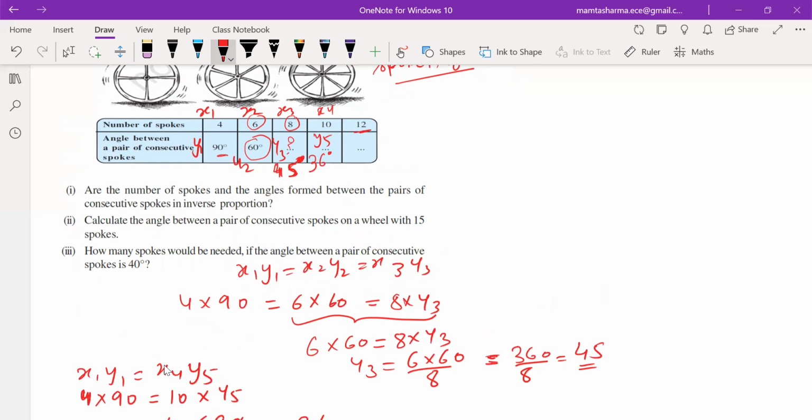When spokes are 12, the angle would be, Shubhra? Find it out. Harshita. 30. Ma'am, it's 36. No, 36 we already got when the spokes are 10. Now if they are 12, it's 30. When the spokes are 12, what will be the angle? Ma'am, it's 30. Yes.